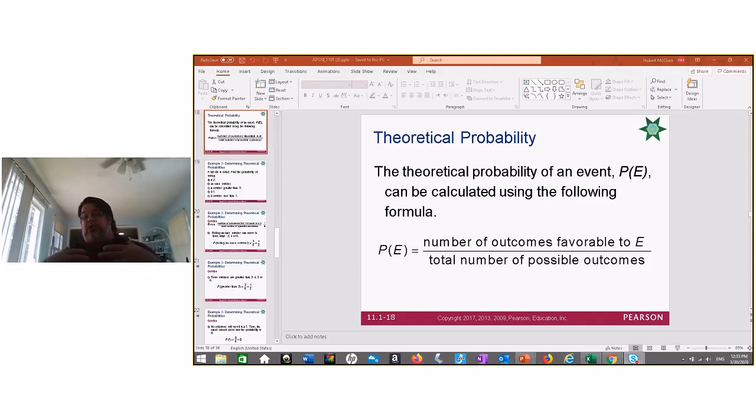We talked about what is probability. We talked about what is basic probability. We talked about the law of large numbers, and that's what we talked about on Friday.